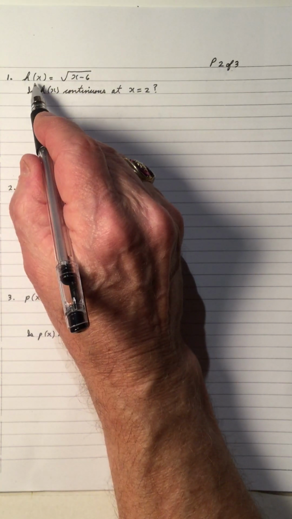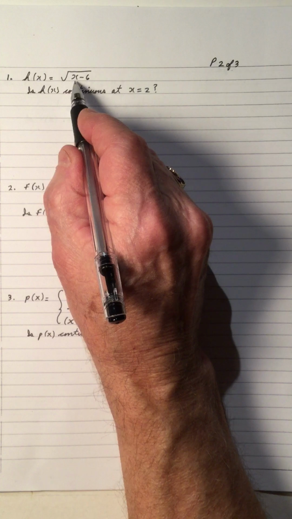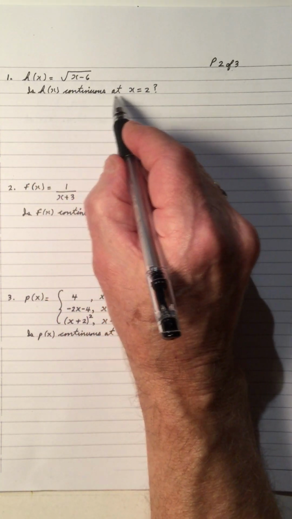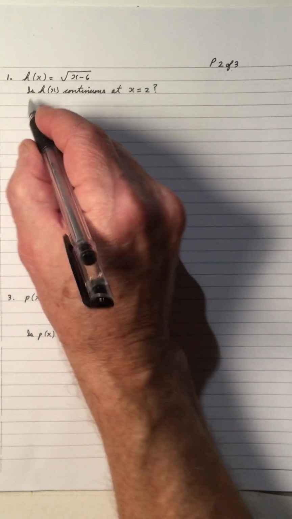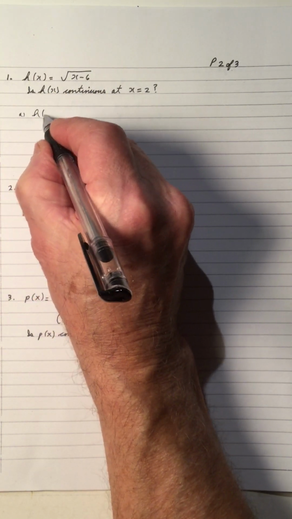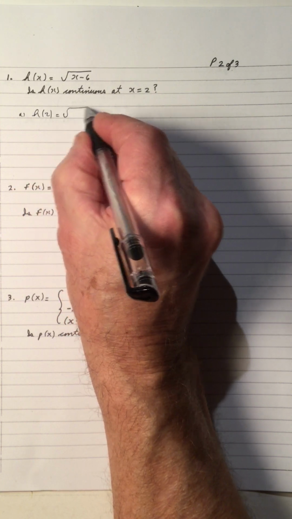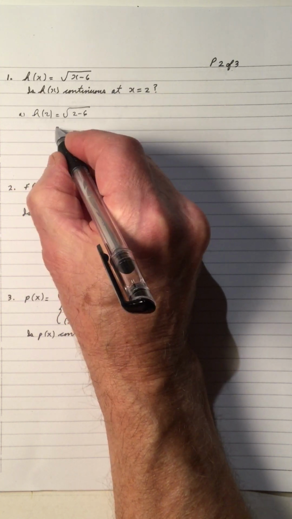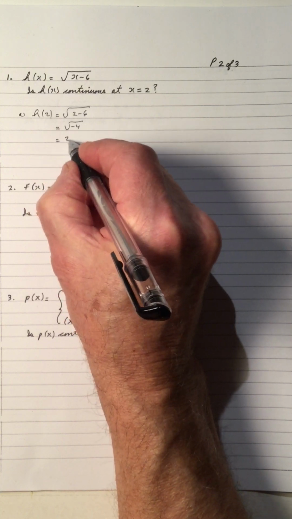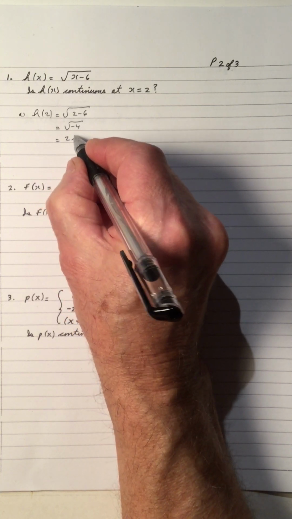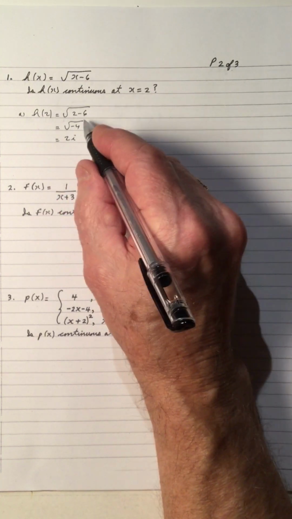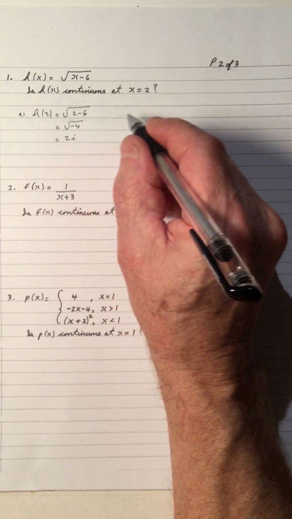Number 1, h of x equals the square root of x minus 6. Is h of x continuous at x equals 2? So the first condition is that h of 2 is the square root of 2 minus 6. That's the square root of negative 4. The square root of 4 is 2, and the square root of a negative number is an i. So that means it doesn't exist. It's not defined. It's not a real number.